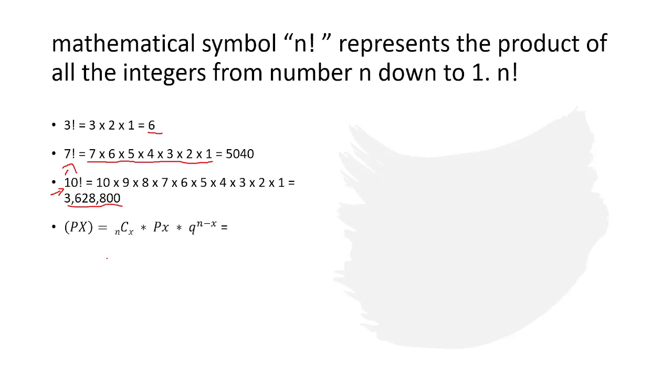And n, as we know, is the total number of trials. P is the probability of success, the outcome we want to find. Q is the probability of failure, and x is the number of successes in n trials. It's essential to remember that. Let's look at the formula: n factorial, or factorial of n, divided by x factorial times (n minus x) factorial.